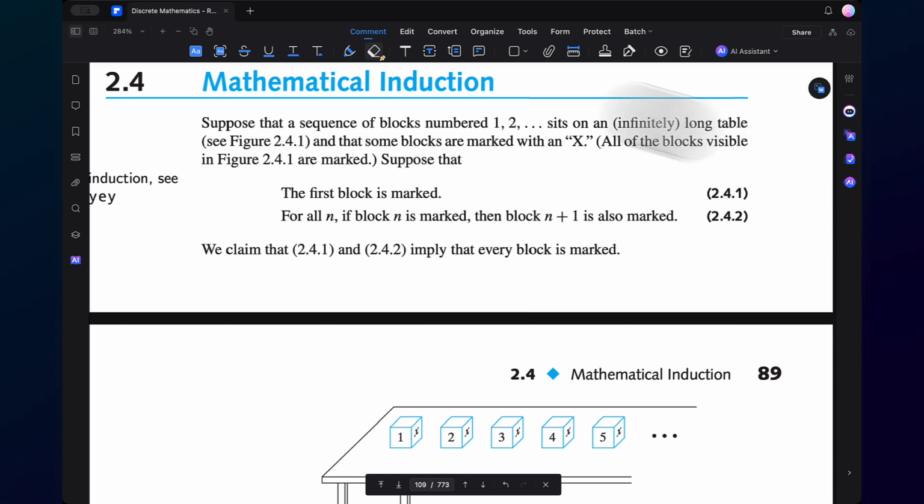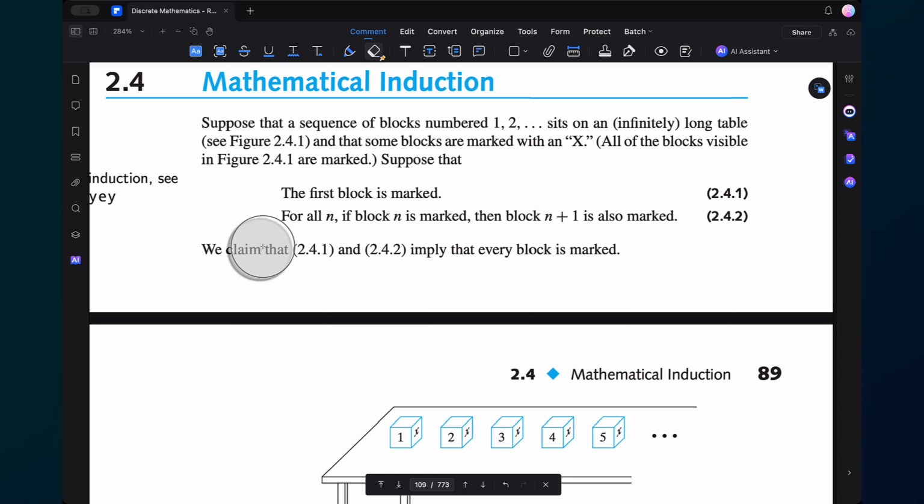Hello, section 2.4, mathematical induction. Okay, this is a nice thing. This is how you would prove an infinite number of statements that are sort of lined up in a sequence, and this we'll use over and over and over again.